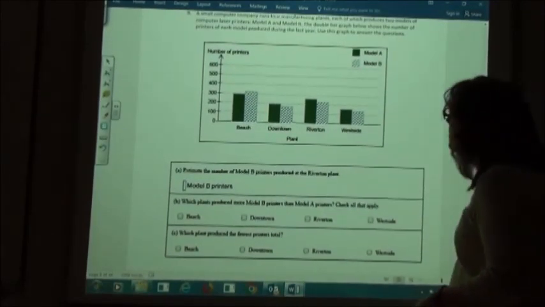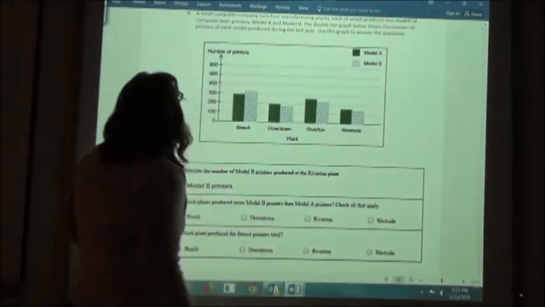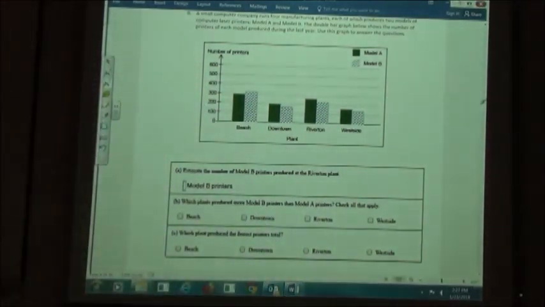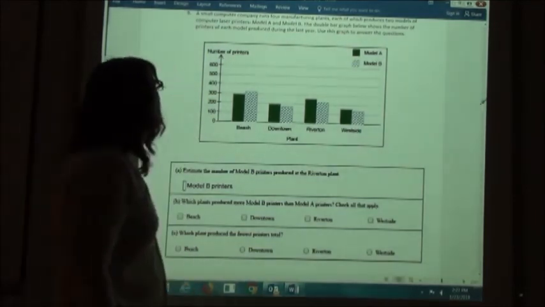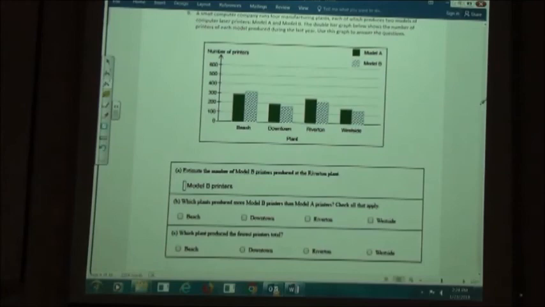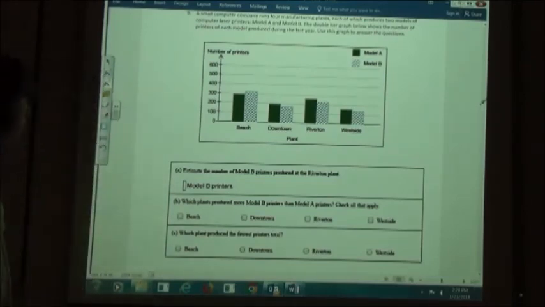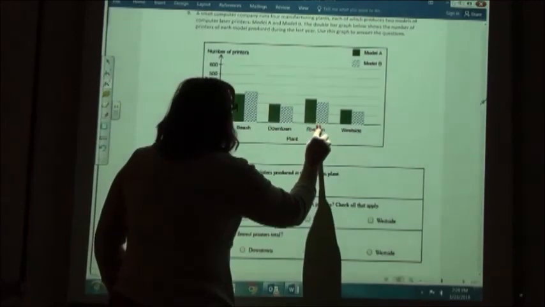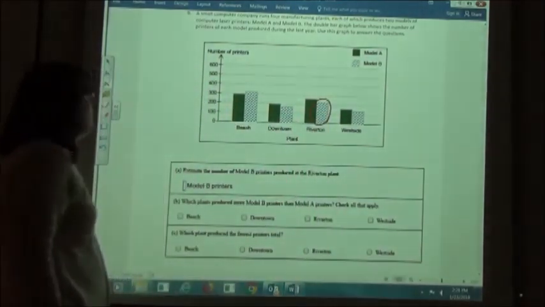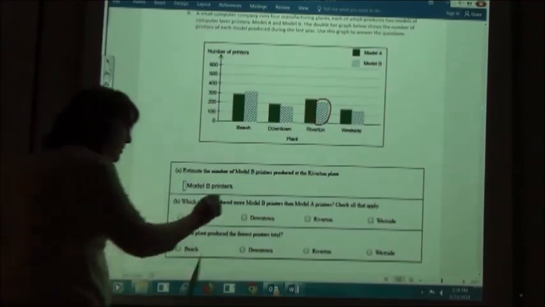Small computer company runs 4 manufacturing plants, each of which produces 2 models of computer laser printers, Model A and Model B. The double bar graph shows the number of printers of each model produced during the last year. Use the graph to answer the questions. So A is the dark one again, B is the striped one. Estimate the number of Model B printers produced at the Riverton plant. So Model B looks like about 210. Sounds good.